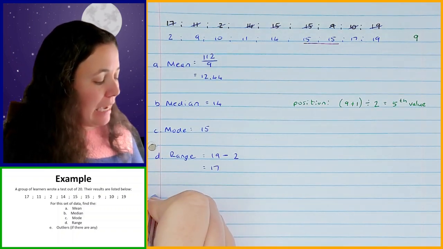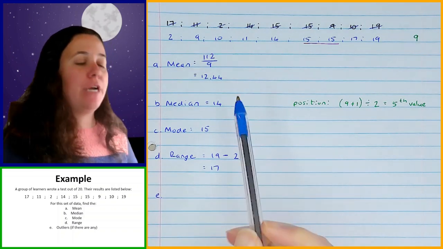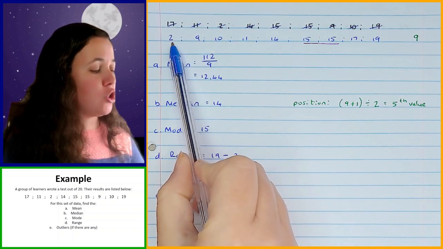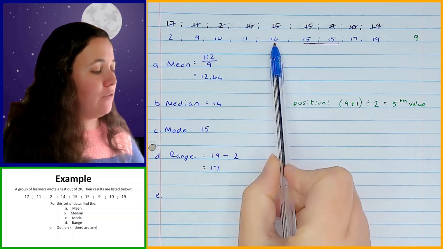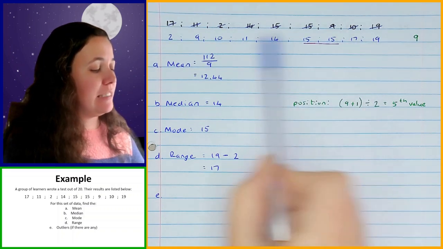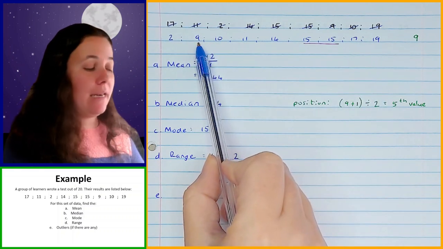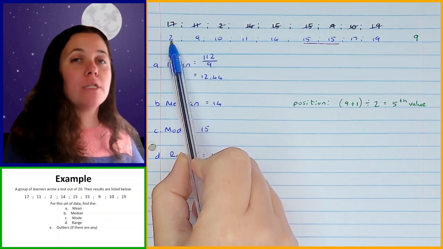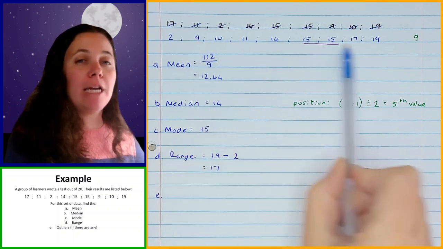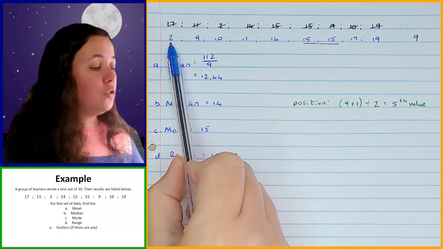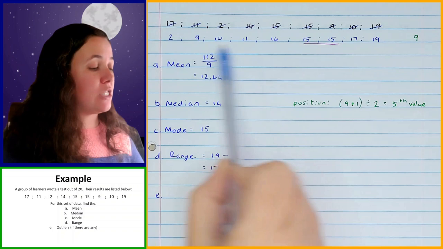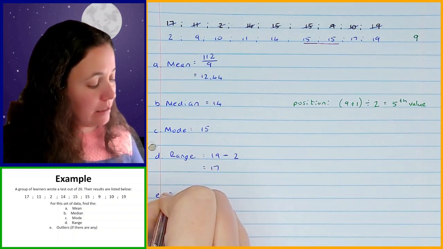And then finally, the outliers. Let's see if there are any outliers in this example. So I've got 2, 9, 10, 11, 14, 15, 15, 17, 19. Now from 9 to 19, that's a range of 10. The 2 is almost the same distance away from the 9 as the range of all the rest of the data. So the 2 is really quite far away from the rest of the data. So the 2 is an outlier in this example.